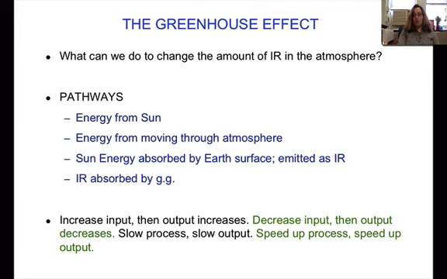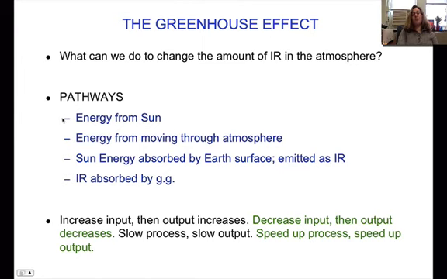Let's think about how we can reason with the model of the greenhouse effect to understand how we can change Earth's atmospheric temperature by changing the amount of infrared energy that goes into the atmosphere. Because the more infrared energy we have in the atmosphere, the warmer the temperature will be. And the less infrared energy we have in the atmosphere, the lower or colder the temperature will be.